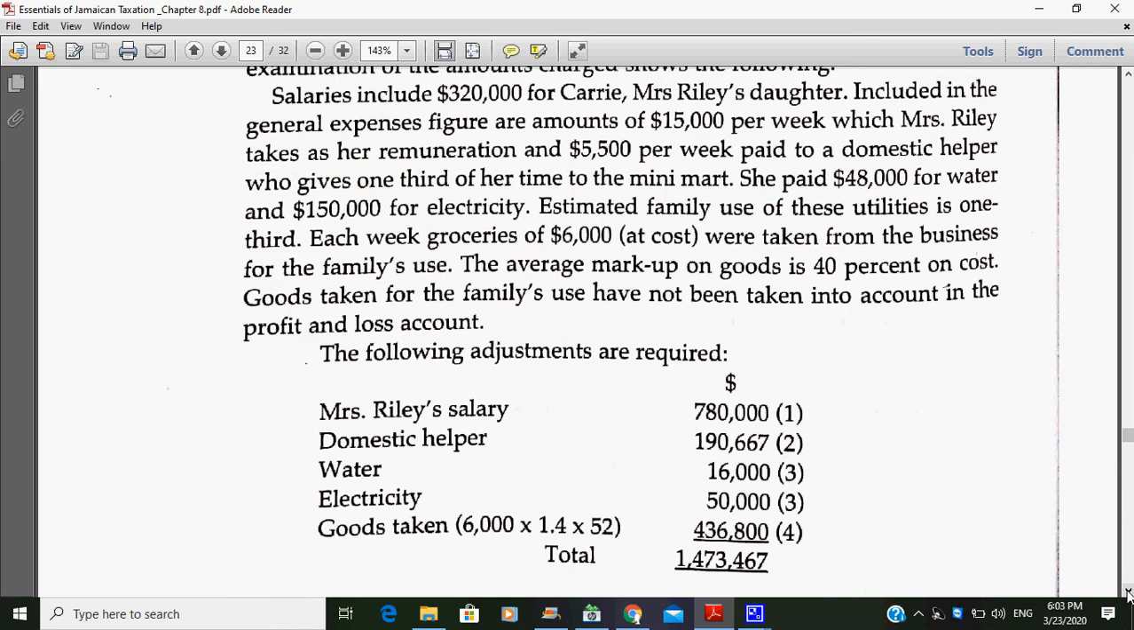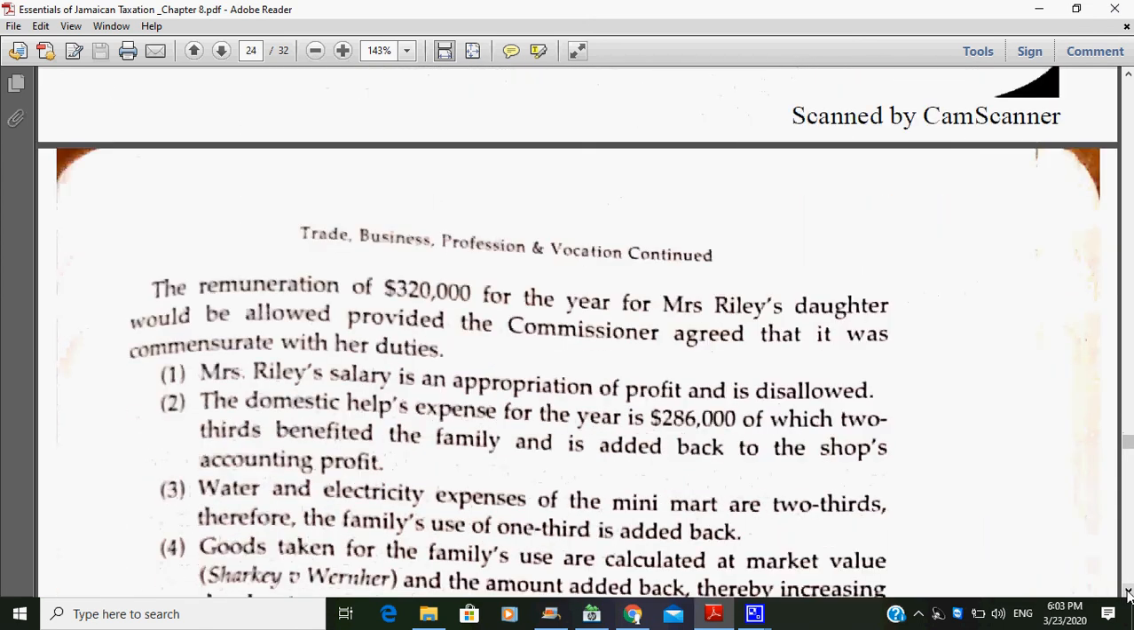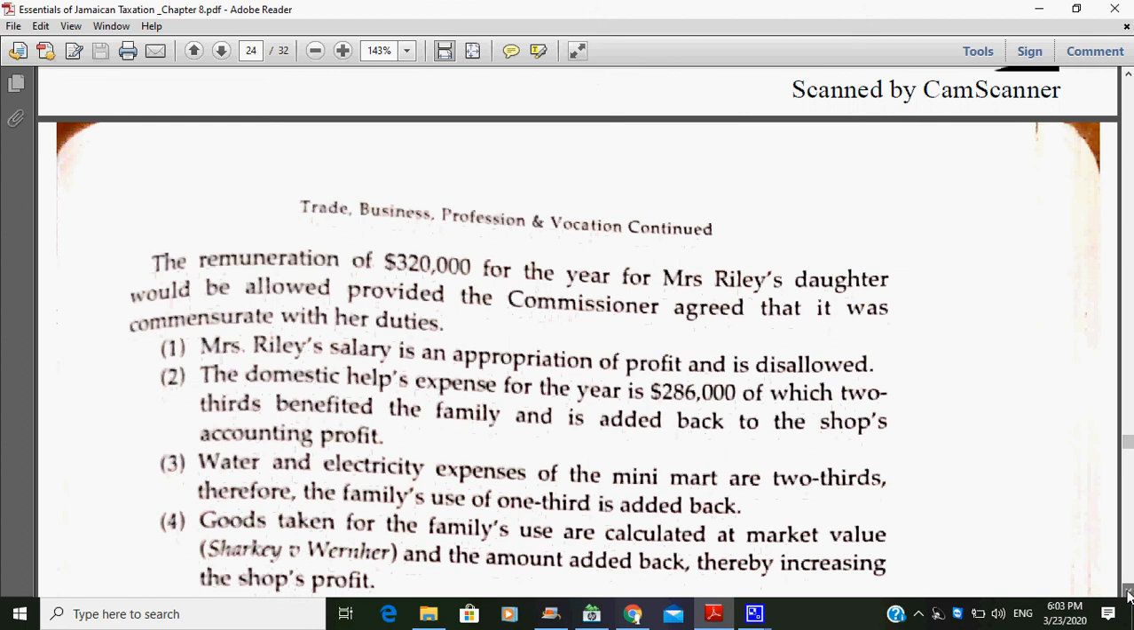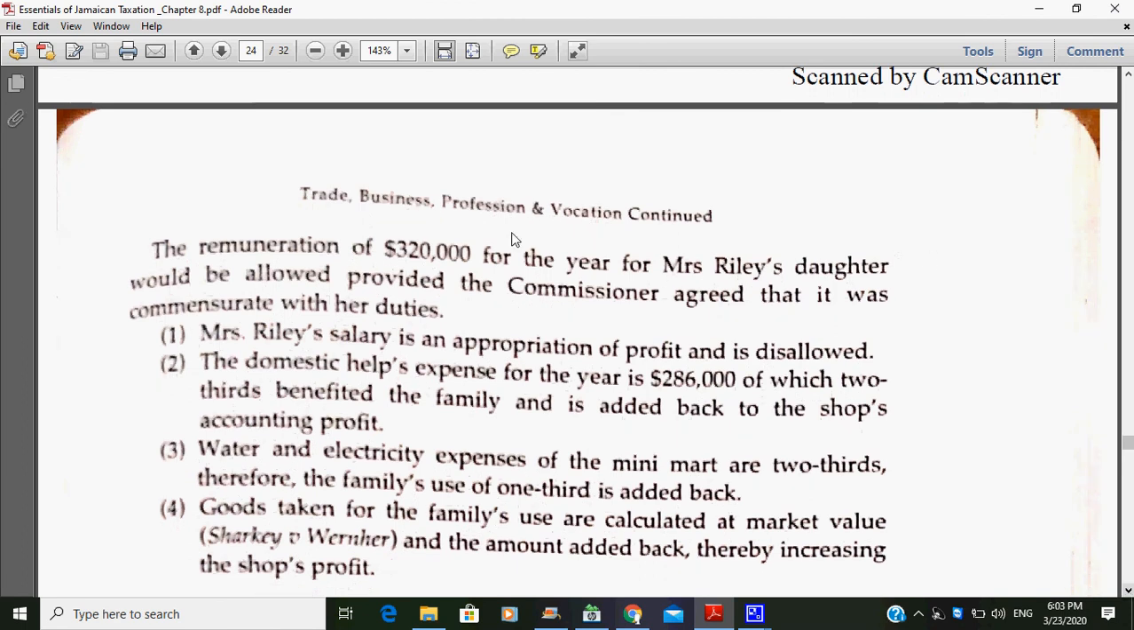Now, the remuneration of 22,000 for the year of Mrs. Riley's daughter would be allowed, provided the commissioner agreed that it was commensurate with her duties. Mrs. Riley's salary is an appropriation of profit and is disallowed. The domestic help expense for the year is 286,000, of which two-thirds benefited the family, and is added back to the shop's accounting profit. Two-thirds of 286,000 gives you 196,667.